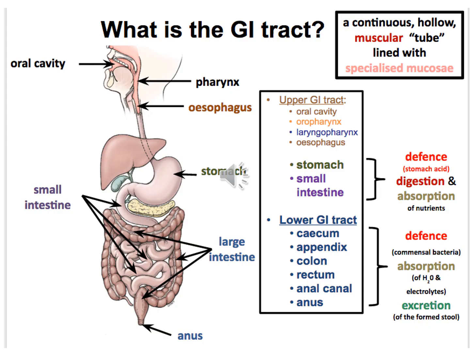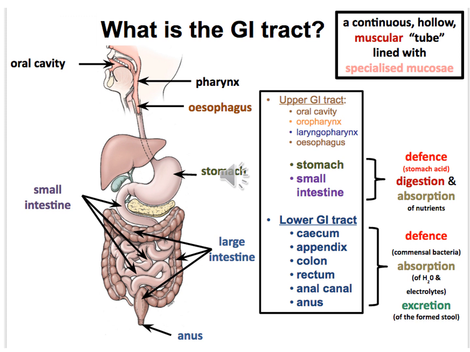What is a GIT? This is from the clinical point of view. A GIT is a continuous, hollow, muscular tube lined with a specialized mucosa, which starts from where? From the oral cavity, the pharynx, esophagus, stomach, and then duodenum, jejunum, ileum.